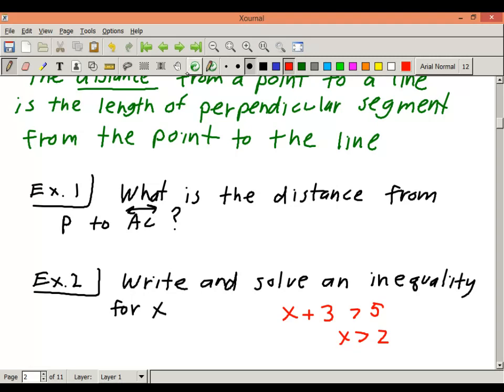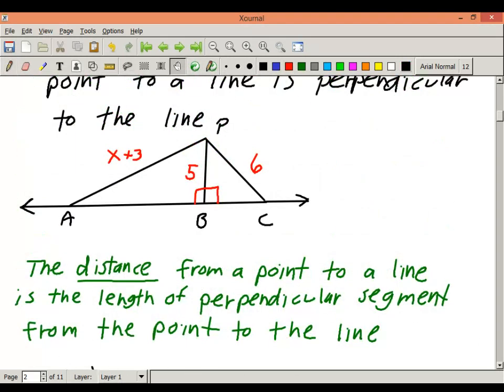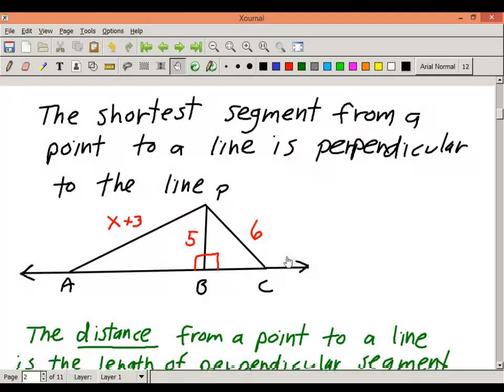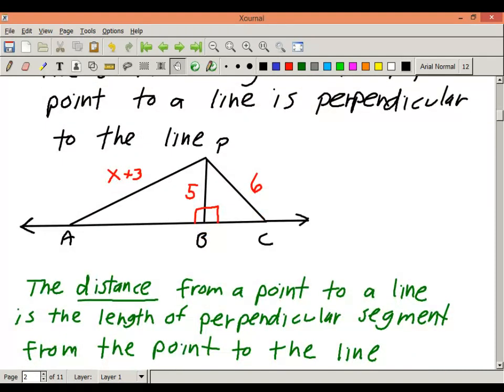Okay, so to summarize that again, it's actually a very simple idea. What is the shortest distance from a point to a line? Well, it's the length of the perpendicular segment from the point to the line.